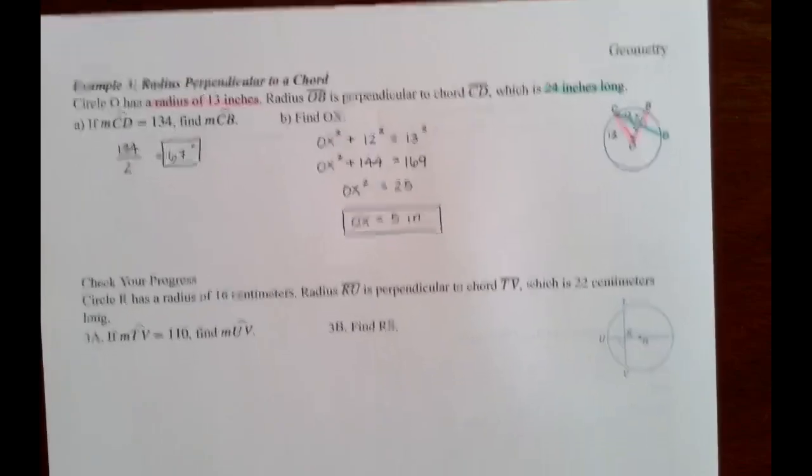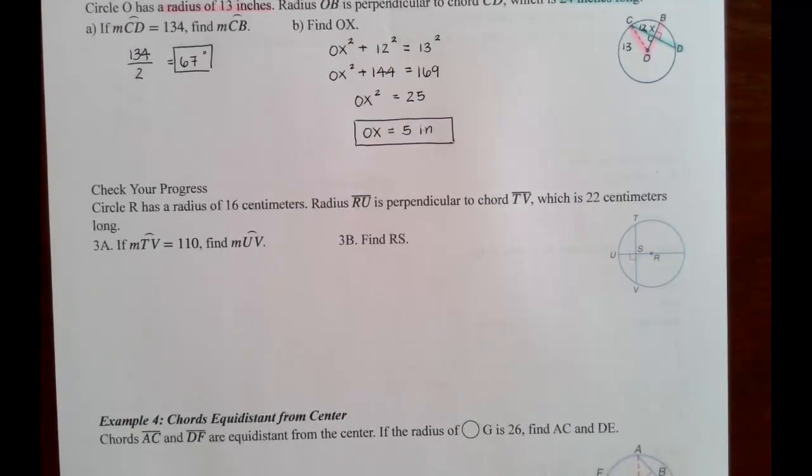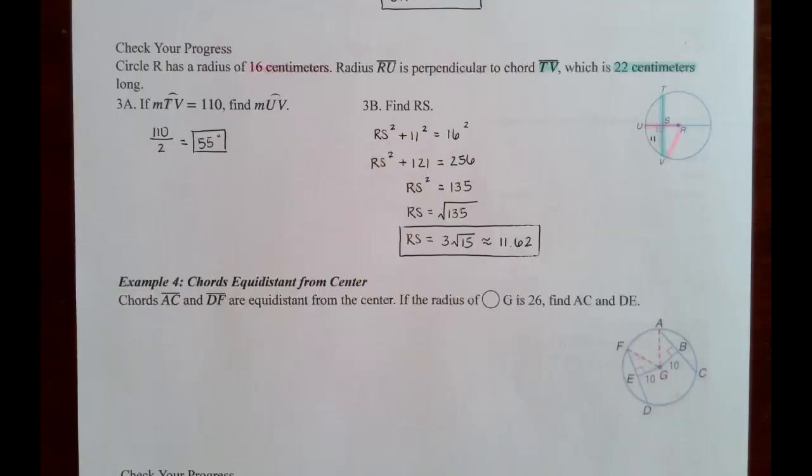Okay, so why don't you try CYP 3A and 3B, and then once you're done, come check your answer. Okay, so for 3A, you should have gotten 55 degrees, and for 3B, RS is 3 square root of 15 centimeters exactly, or approximately 11.62 centimeters. Okay, if you got that right, you can move on to our last example. If not, here is your explanation.